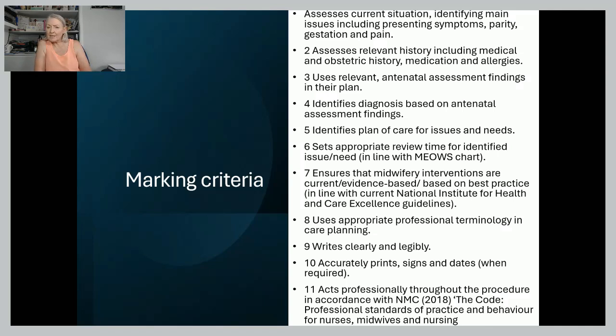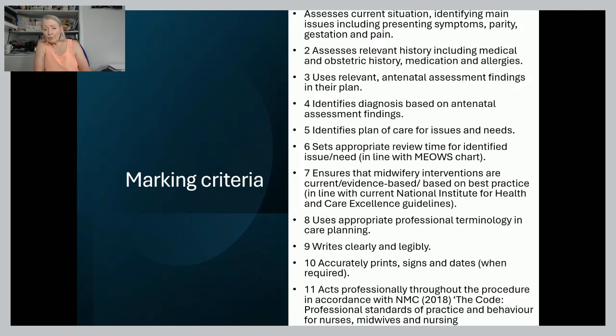Looking at the assessment findings. So what were the findings of what you did on the assessment station? And then come up with a diagnosis based on those findings. And then you're looking for what is your plan of care? So what are her issues and needs?